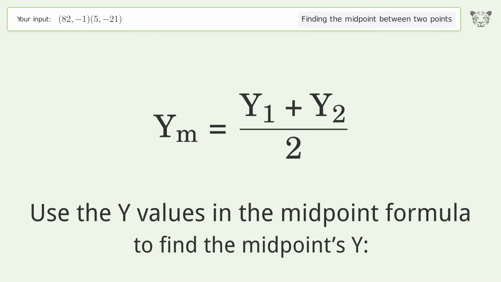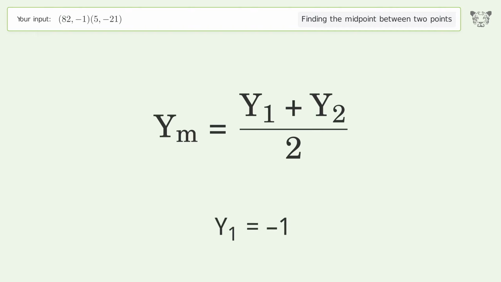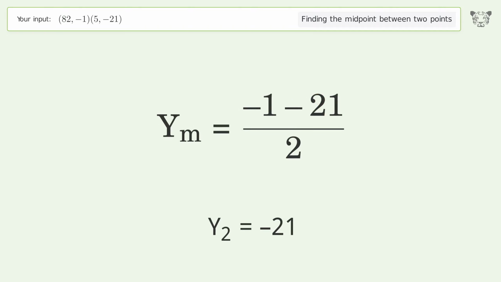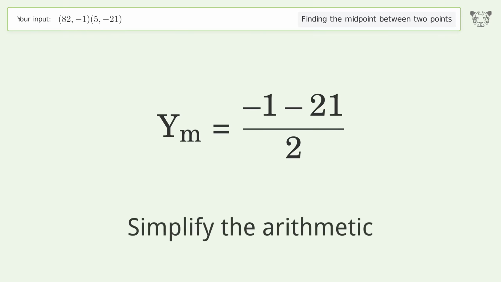Use the y values in the midpoint formula to find the midpoint's y. y1 equals -1. y2 equals -21. Simplify the arithmetic.